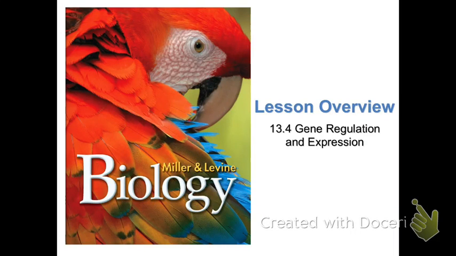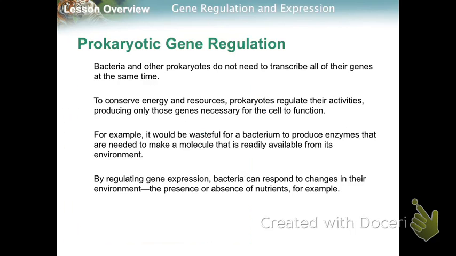This last section of chapter 13 is about how genes are switched on and switched off. In prokaryotes, like bacteria, they don't need all of their genes producing proteins all at the same time. It's either efficient or lazy, but prokaryotes, in order to conserve energy and resources, produce only the genes that are necessary for the cell to function at a particular moment in time.